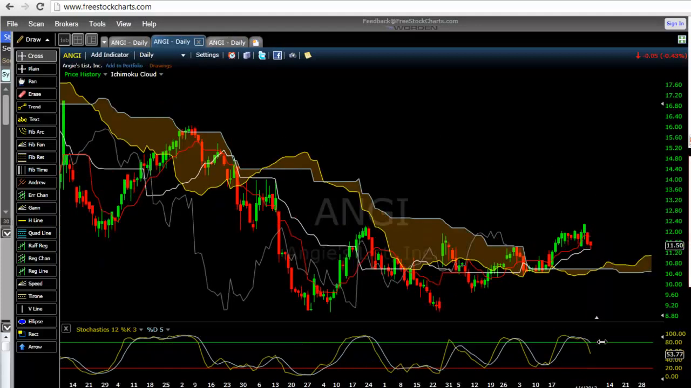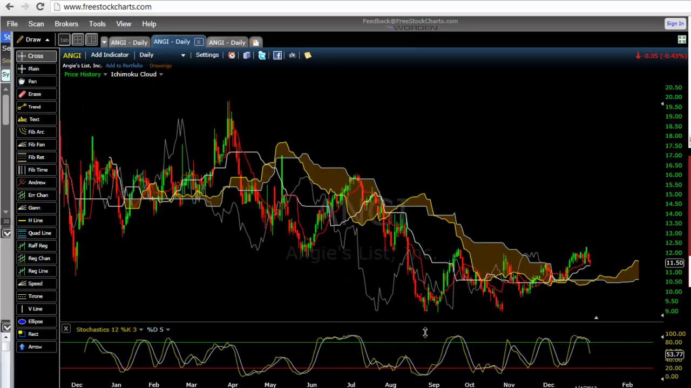ANGI, Angie's List, could see, with stochastics moving lower, we can come back down and test Kumo and then move higher. Looks like we're trying to break the trend that we put in since April, an 8-9 month trend that we're breaking to the upside. So this could be a bullish trade after we move back down to Kumo and then move higher for a more intermediate long-term play.